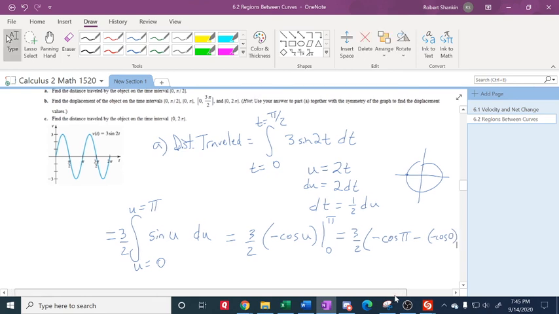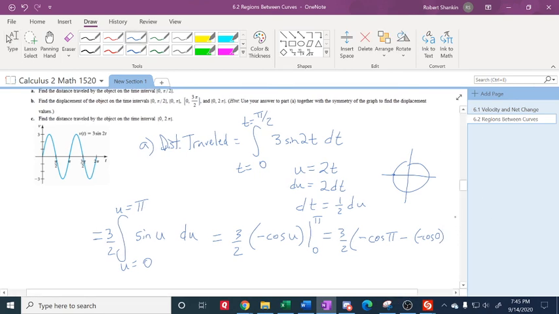And cosine of pi is -1. Cosine of 0 is the x-coordinate of this point, which is 1. So what I'm going to get is equal to 3/2. Negative of a negative is +1. Negative of a negative is another +1. So the 2 cancels with the other 2, and I get 3. So that's the area underneath here.